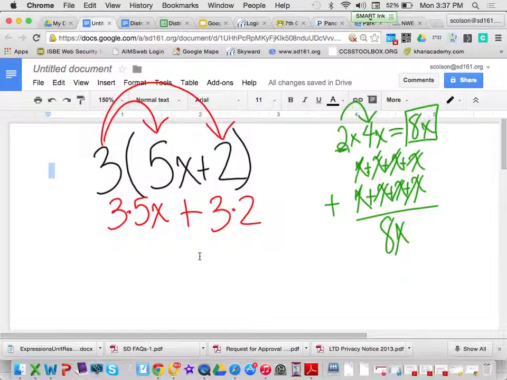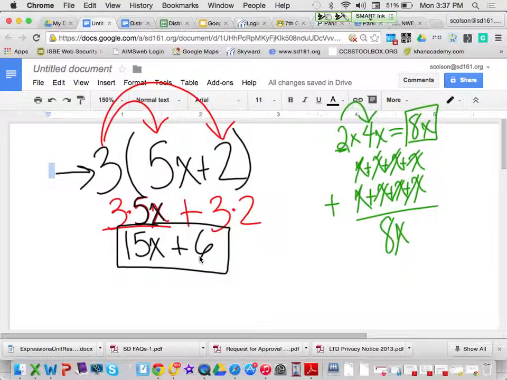So using that same principle over here, 3 times 5x, that's going to simplify to 15 x's. I have 5 x's here, and I have 3 groups of those 5 x's. Gives me 15 x's. Bring down your sign, and then pretty easily 3 times 2 is going to be 6. So 3 parentheses 5x plus 2 is going to simplify to 15x plus 6 when we use the distributive property.